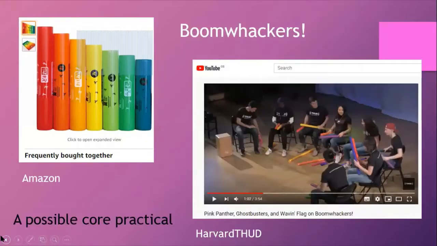What are Boomwhackers? Boomwhackers are these plastic tubes, nice different colours, open at both ends, which you may be familiar with from primary schools. You hit them against the palm of your hand and you get a characteristic frequency for different lengths of tube. You can buy them easily from Amazon, sadly not one of my sponsors, and there are groups like Thud from Harvard who do some amazing performances with Boomwhackers. So let's see how we would use Boomwhackers as the basis of a possible core practical.